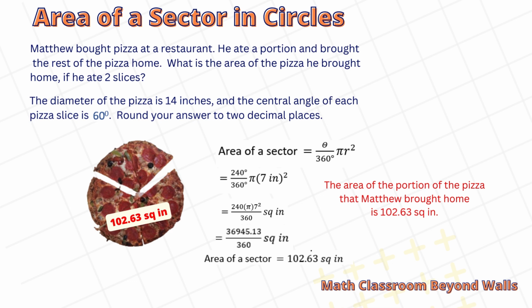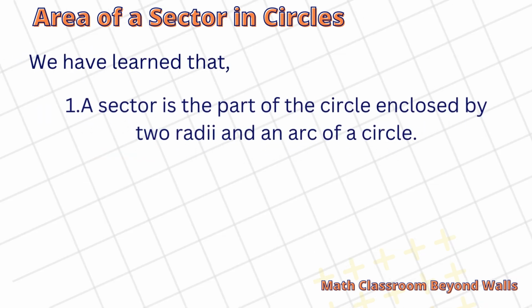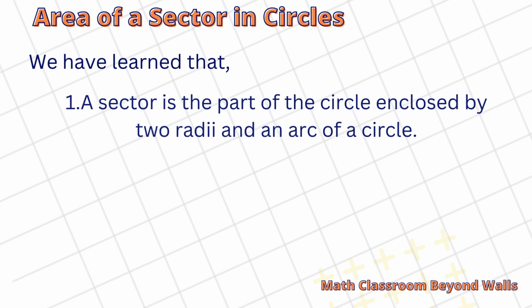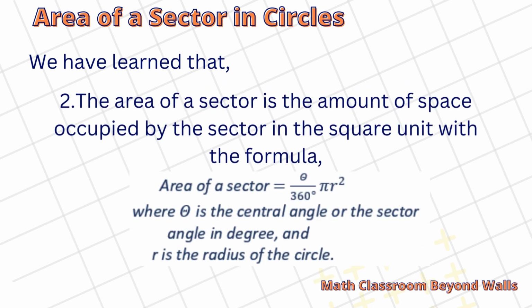Okay, let us summarize what we have learned on this video. First, a sector is the part of a circle enclosed by 2 radii and an arc of a circle. Second, the area of a sector is the amount of space occupied by the sector in square units, with the formula area of a sector equals theta over 360 degrees times pi r squared, where theta is the central angle or the sector angle in degrees and r is the radius of the circle.